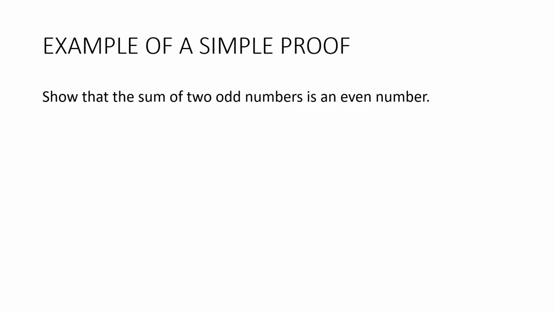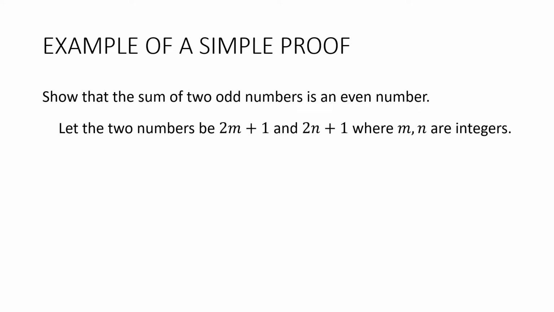Show that the sum of two odd numbers is an even number. We're going to start by defining two odd numbers. Now, the easiest way to define an odd number is either as 2m plus 1 or 2m minus 1. I need two odd numbers and they can't be related to one another, so I need different pronumerals. So I've got 2m plus 1 and 2n plus 1, and I need to also say that m and n are integers.